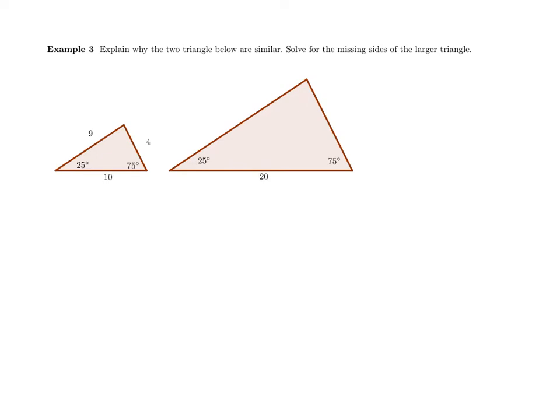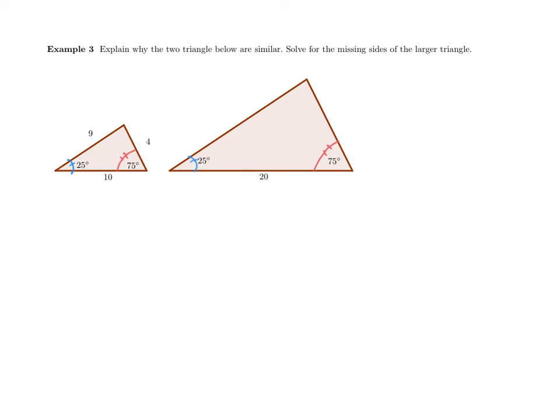In example 3, I'd like to explain why these two triangles are similar, and then once we do, I'd like to solve for the lengths of the missing sides in the larger triangle. So first of all, are these triangles similar? And the answer is yeah. They have two angles, corresponding angles, that are equal in measure. This one's 25 and that one's 25. Likewise, this one is 75 degrees and this one's 75 degrees. I think I'll put a mark here and here to indicate I'm talking about those two angles, and then 2 marks here to indicate that I'm saying that those two angles are equal in measure.